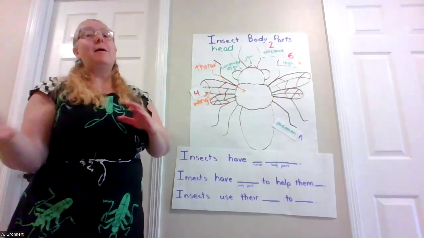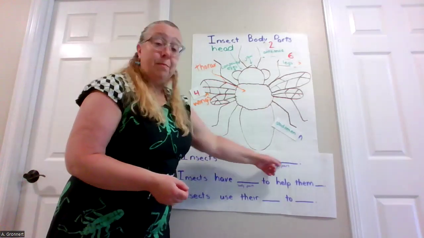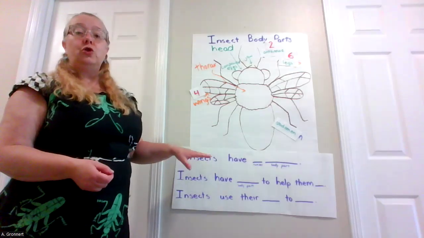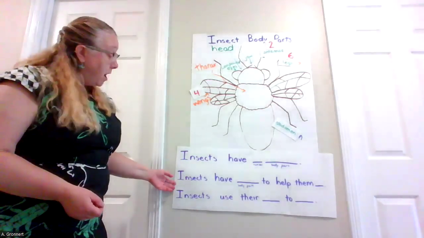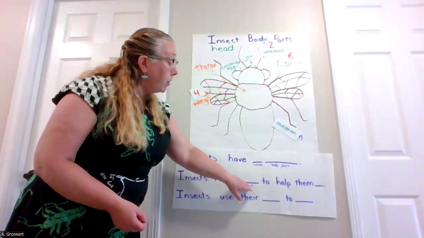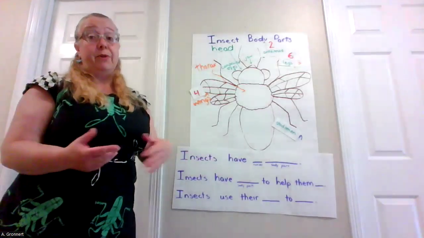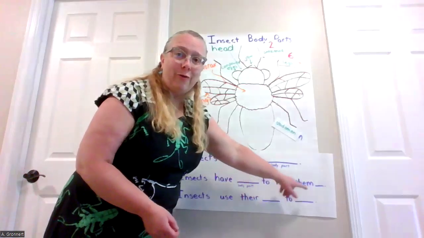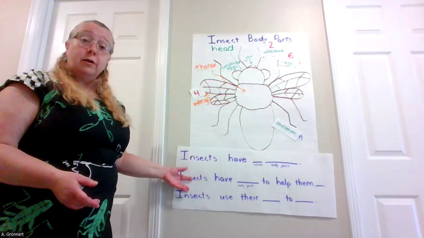So students can come up with all sorts of sentences. Insects have 3 body parts. Insects have 4 wings. Insects have 2 compound eyes. You can use other sentence frames as well, like insects have some sort of a body part to help them blank. So insects have wings to help them fly. Insects use their wings to fly. So there's so many different things you can do with the chart.